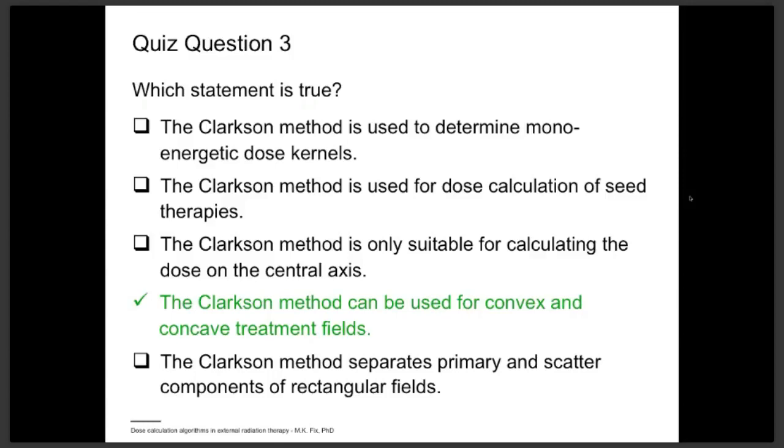Many have also mentioned that the Clarkson method separates primary and scatter components of rectangular fields. Actually, it's used for circular fields. So these contributions are always determined from circular fields and not from rectangular fields. That would be more tricky if you think of going close to the corner of the rectangular fields, especially if you have elongated rectangular fields. Circular fields are, in this respect, less sensitive.